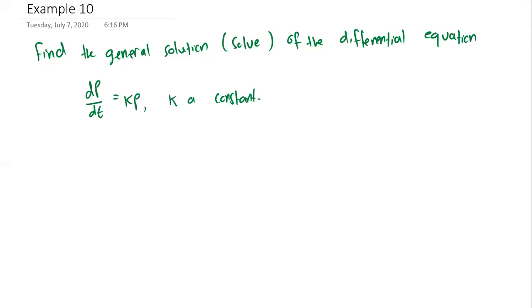So how do we find the general solution? Again, we can't just integrate both sides, right? Because we don't know how to integrate the function that we're looking for. So we have to do something else.